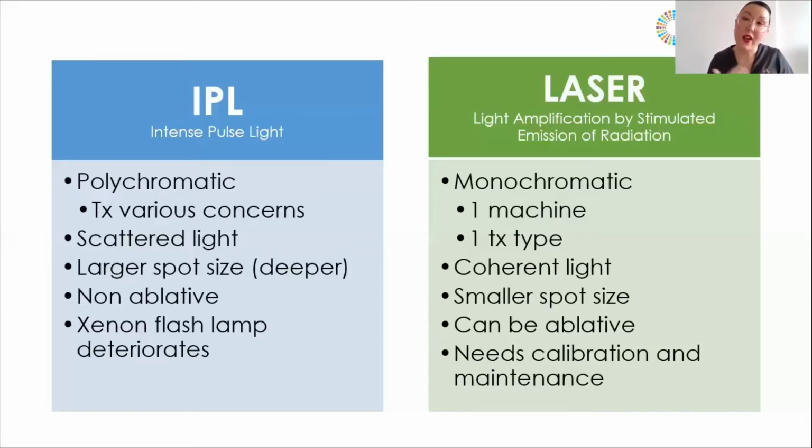Your IPL has a xenon flash lamp. This will deteriorate over time. Now, your xenon flash lamp is actually found within the handpiece of your device. What this means is that if something should deteriorate, if something should shut down on you, it generally isn't a machine issue, which means you can change the handpiece. You can use a different handpiece or you can swap the handpiece out. This means it's a lot easier to get back to work, choose an alternative handpiece, and it also means the maintenance is a lot less.